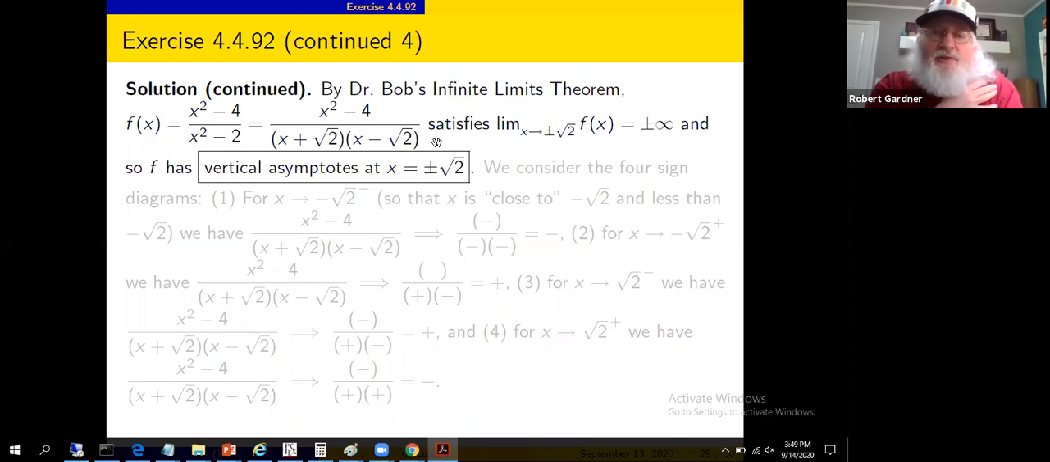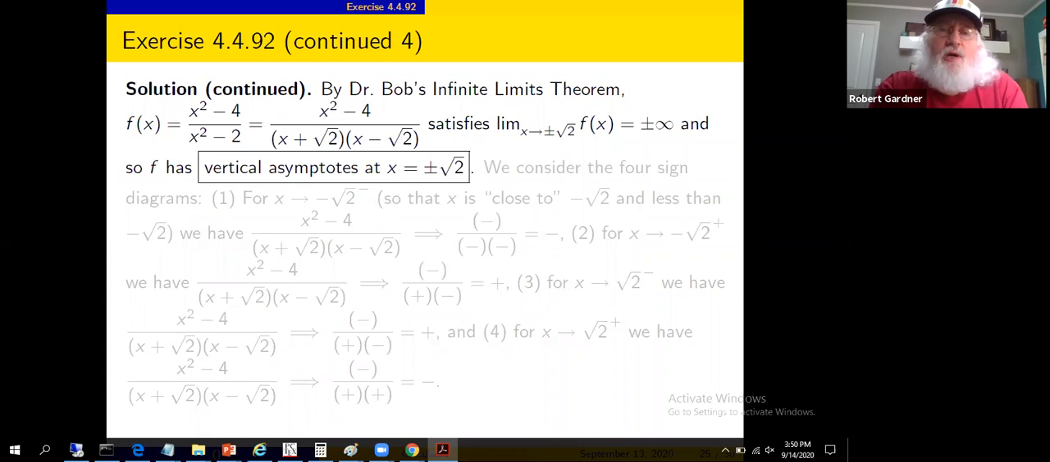I want to see factors so I can test signs. Dr. Bob's infinite limits theorem says, hey, you got an irrational function, you got a place where the denominator is 0 and the numerator isn't. That implies one-sided limits are positive or negative infinity. I don't know which is what. We're going to have to check 4 different things. But Dr. Bob's infinite limits theorem says you got yourself some infinite limits here. So you've got yourself some vertical asymptotes at both the square root of 2 and negative square root of 2.